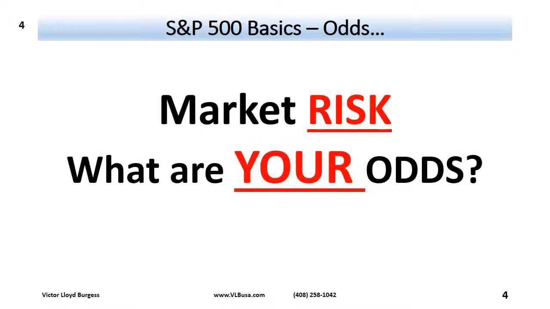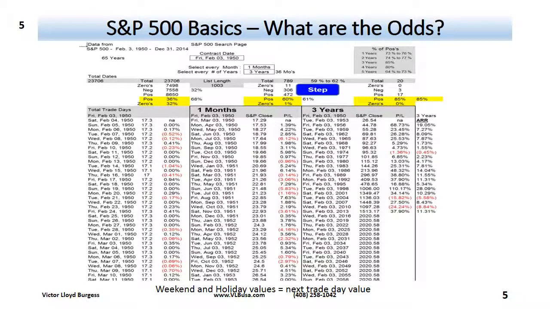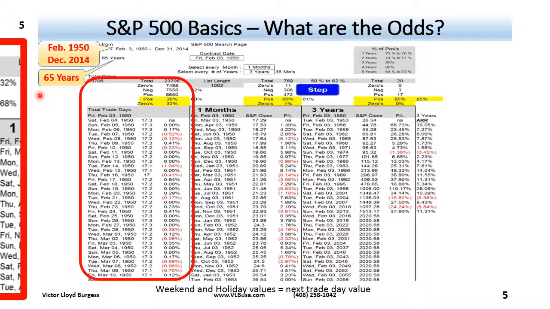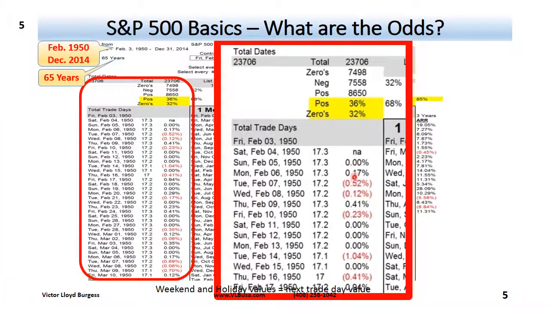Market risk. What are your odds? That's what we're looking at today. Now, I have S&P data from February 1950 to December 2014 for this presentation today. We're looking at 65 years of data. We're going to look right here at this section. Now you notice there's minuses and positives, zeros here. Zeros, minuses, and positives.